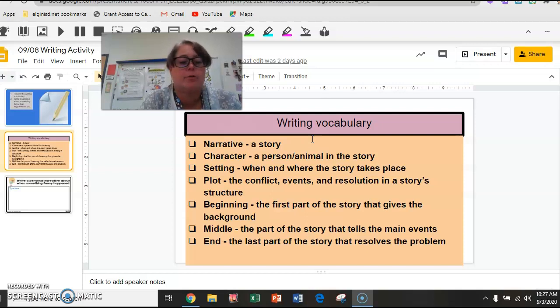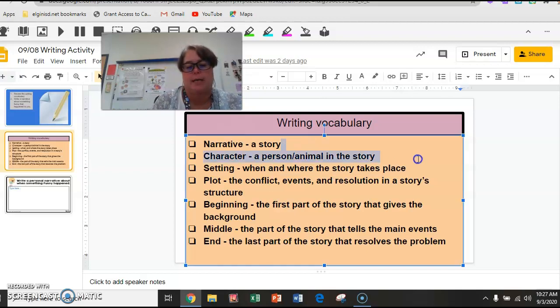Characters are the persons or animals in the story. The setting is when and where the story takes place. The plot is the conflict, events, and resolutions in the story. So every story that you write for me should begin with some kind of problem or something that's going on. You can talk about the characters. You can explain what's happening in the story. And then the events are just the things that happen in the story as you're writing. And the resolution is how you wrap it all up and end the story.